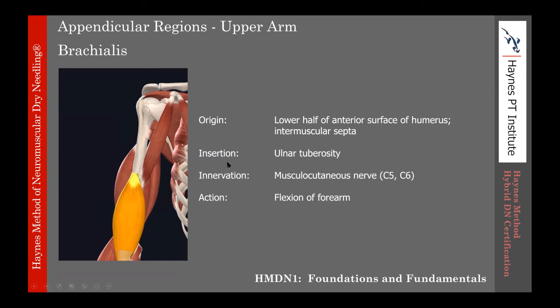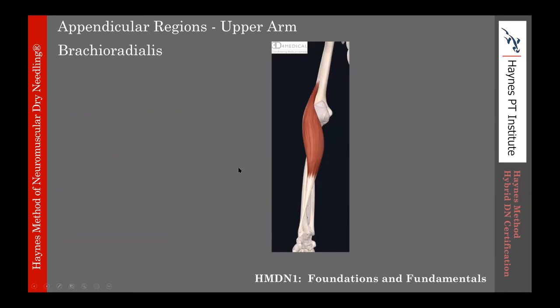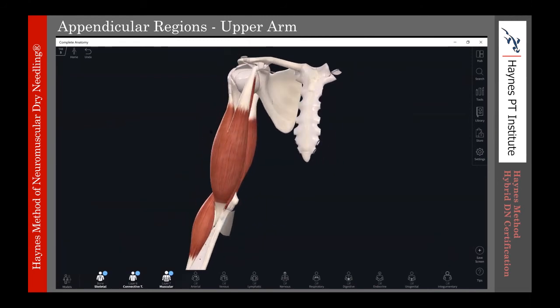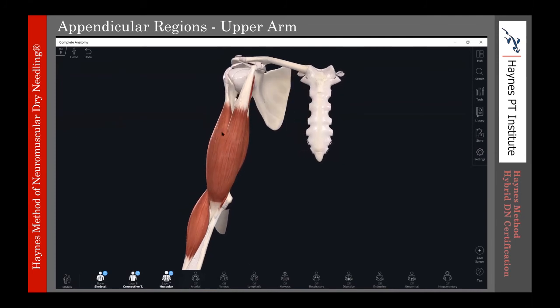Actually, I remember I do have a 3D anatomy of this. So let's just move on to that. And then let's look at the three-dimensional anatomy of the upper arm. Here we'll look at the coracobrachialis, the biceps brachii, both the short and the long head. We'll look at brachialis, and then brachioradialis. So let's start actually with biceps brachii, then we'll remove it to look at coracobrachialis.